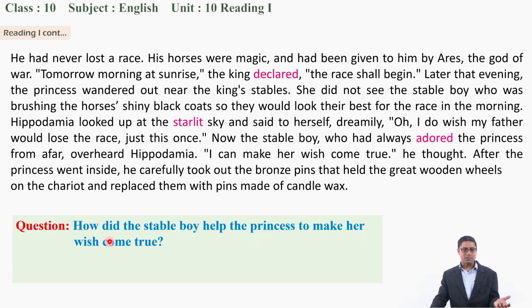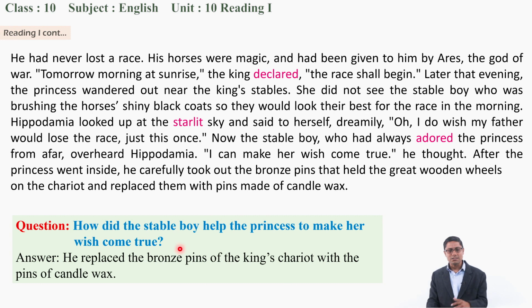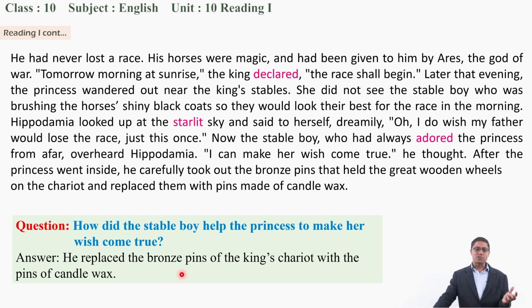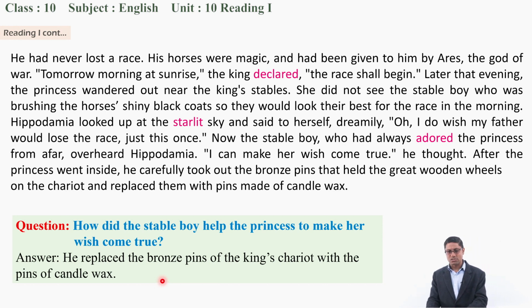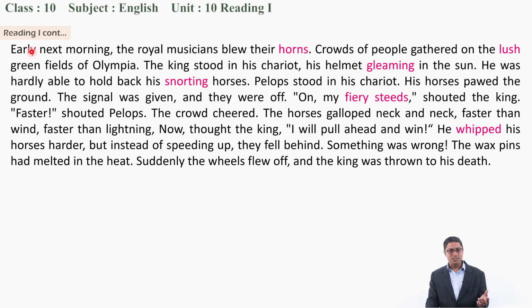So there is a question, how did the stable boy help the princess to make her wish come true? And just as we discussed, the answer is he replaced the bronze pins of the king's chariot with the pins of candle wax. Let's continue the discussion.